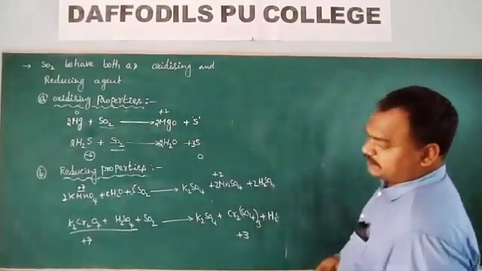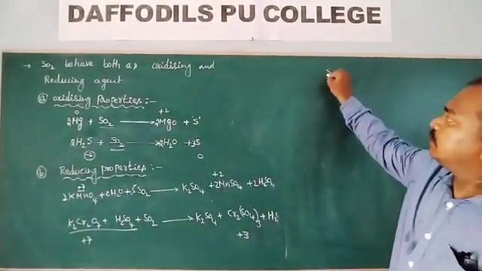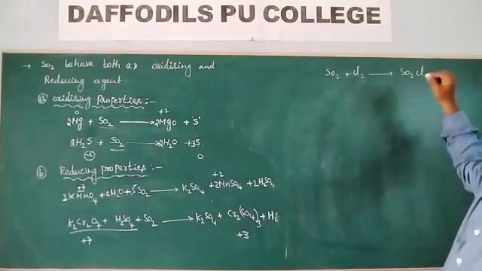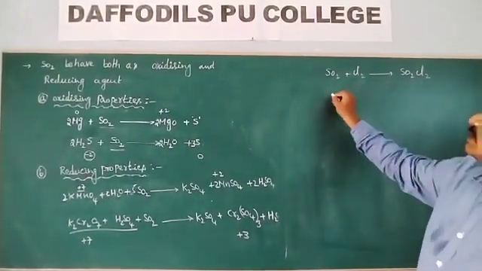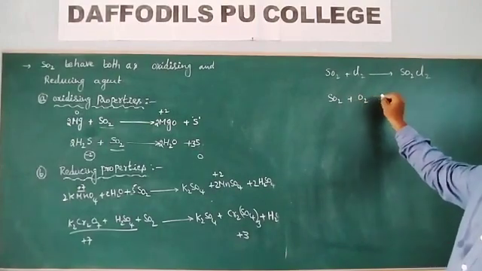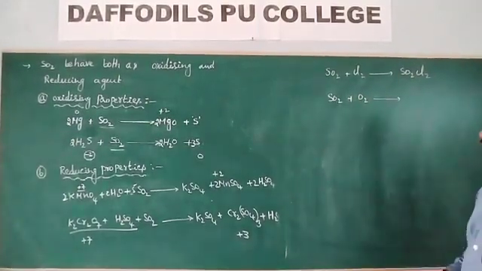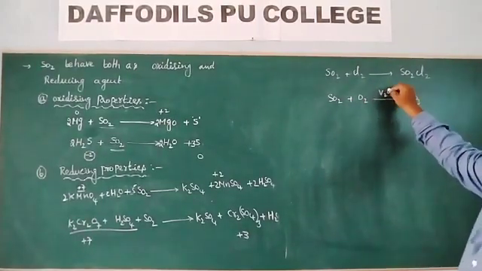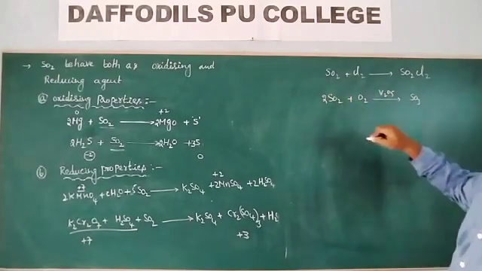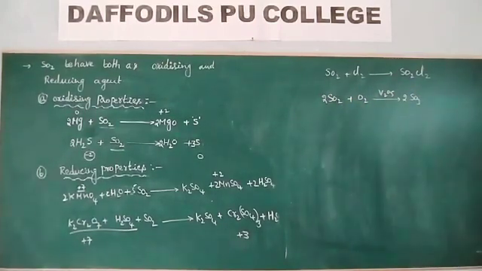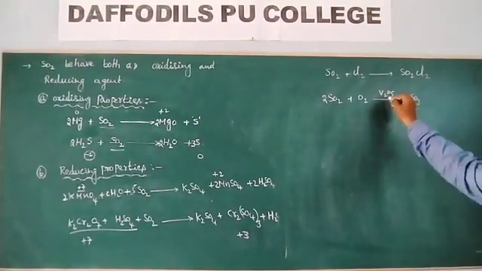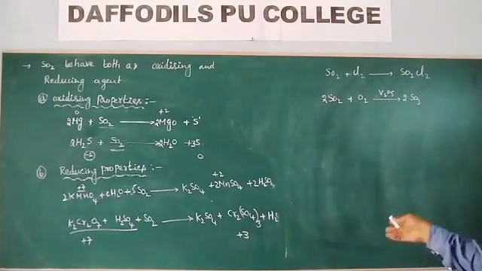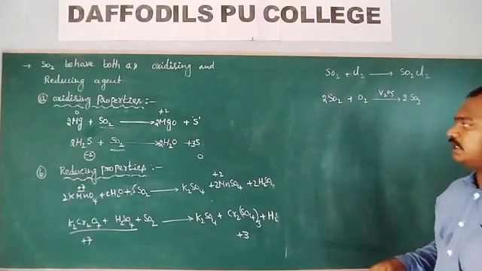Another property of sulfur dioxide. Sulfur dioxide reacts with chlorine and forms sulfuryl chloride, SO2Cl2. When sulfur dioxide undergoes oxidation in presence of oxygen, it produces sulfur trioxide. This reaction takes place in presence of a catalyst, either vanadium metal oxide or platinum. So all these are the reactions of sulfur dioxide.